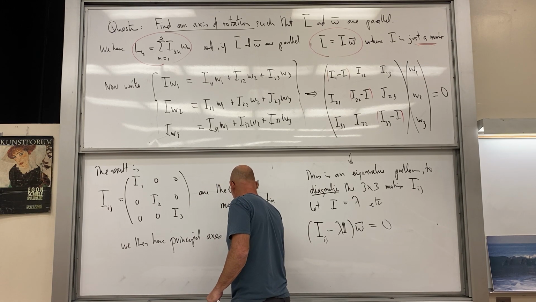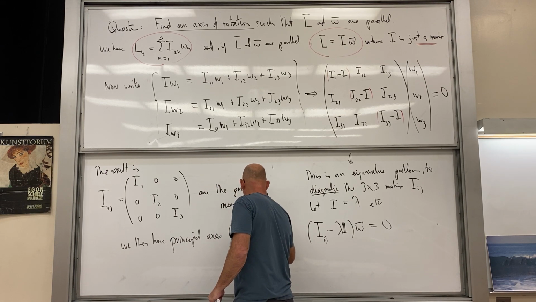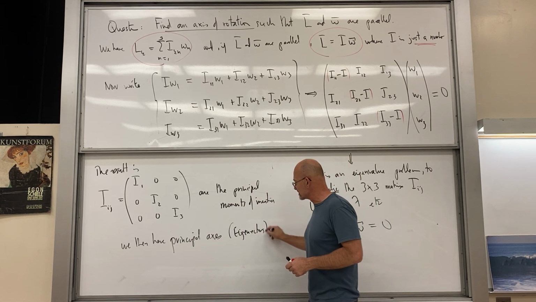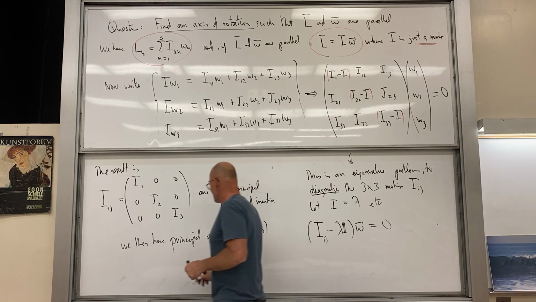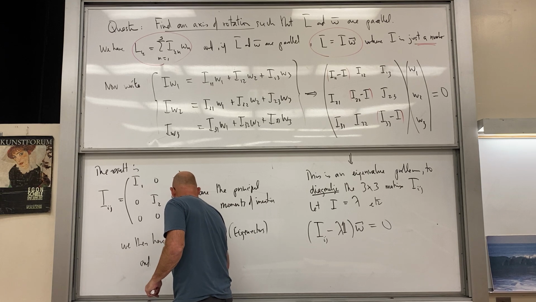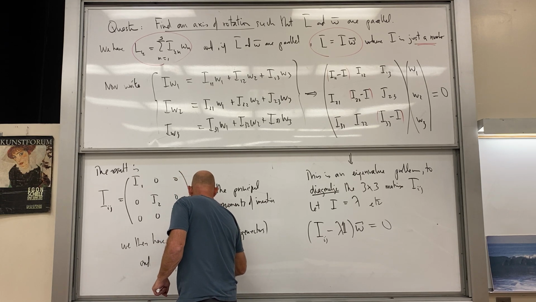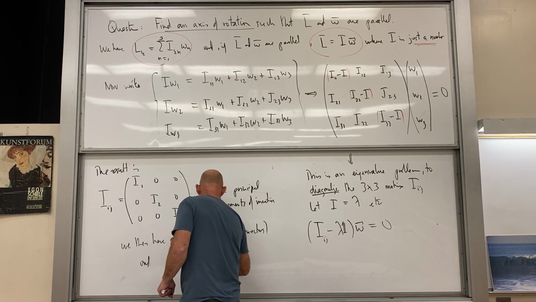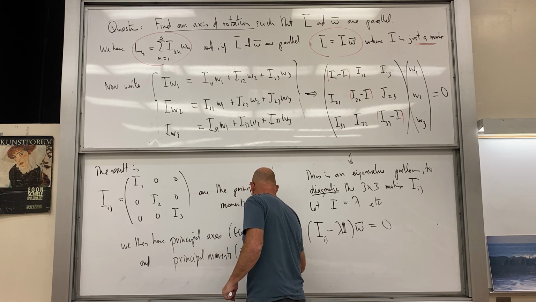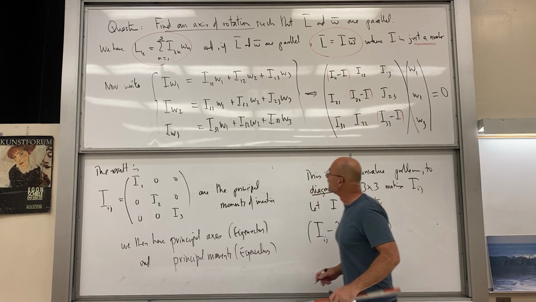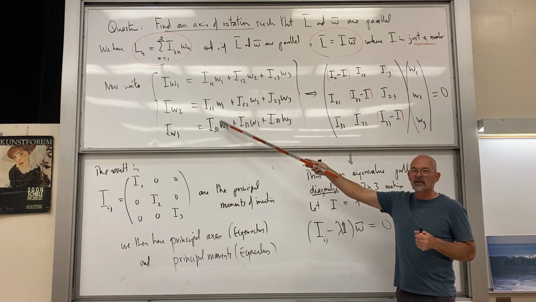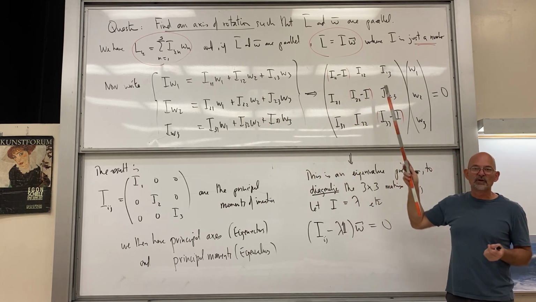So those are eigenvectors. Or we could say eigenspaces, eigenvectors, eigenspaces. It just gives the direction. And principal moments, which are the corresponding eigenvalues. And by the way, this is as nice of a physical derivation of an eigenvalue problem as you'll find.